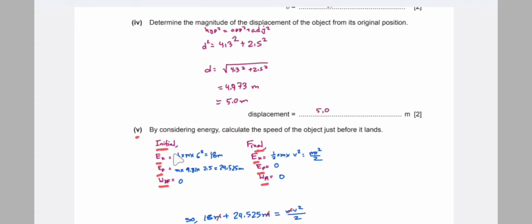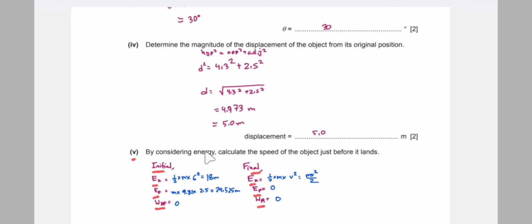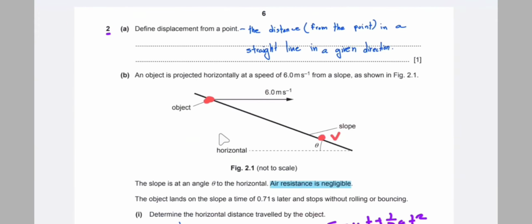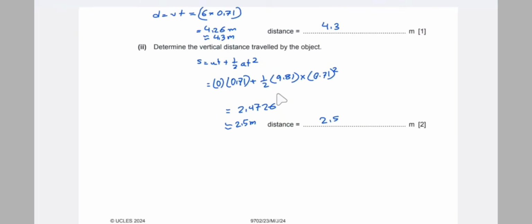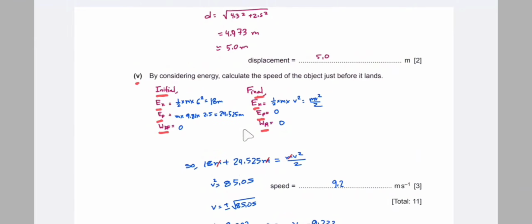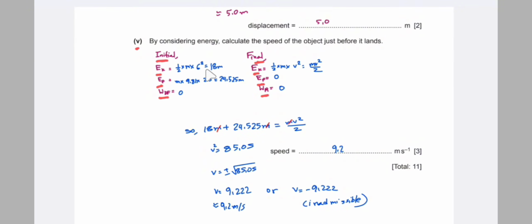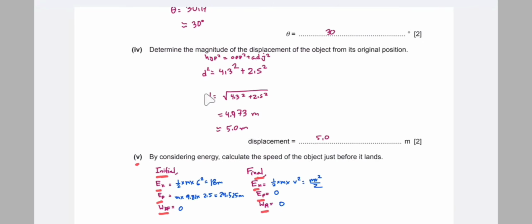So kinetic energy is equal to half mv square, and we have not been given the value of mass in this question, so we consider the mass as m, and initially we have a speed of 6 meter per second, horizontally. So half mv square where v is the speed. So half mv square, so 18 m, where m is the mass. Then gravitational potential energy is equal to mass into gravitational field strength into height. So what is the vertical height?